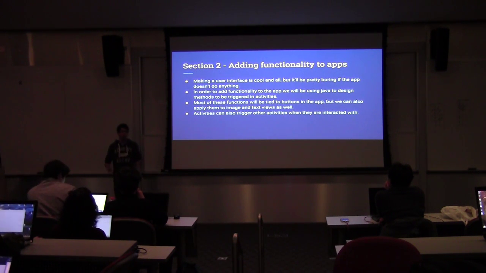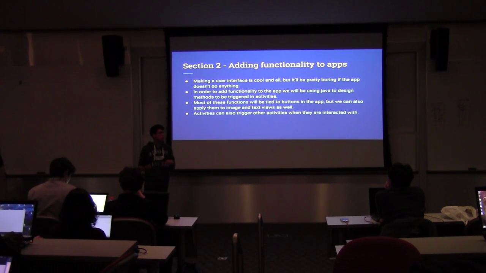So when you declare the onClick parameter, you're now setting the view, the layout XML, to look inside the Java file that's attached to it, in order to find a method that is named the same as the onClick parameter, in order to execute whenever that button is clicked.